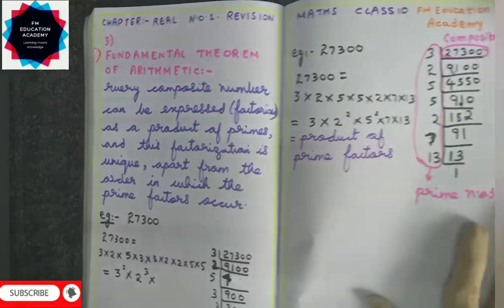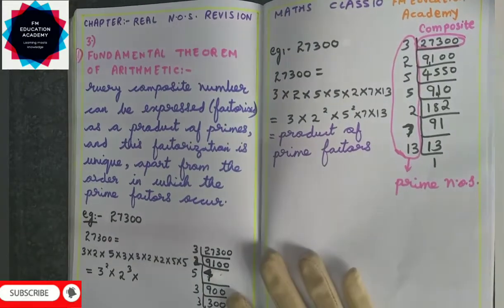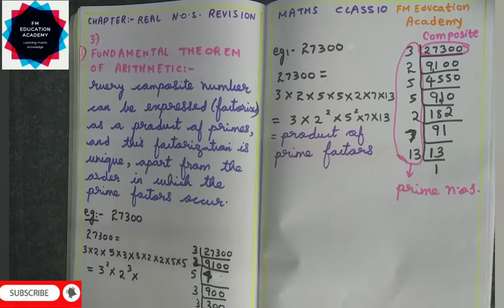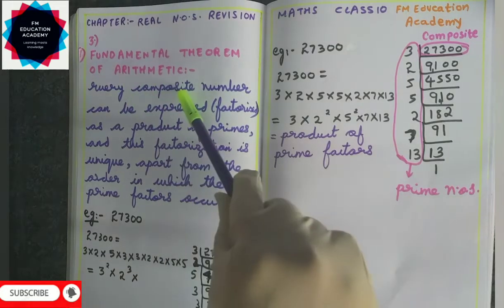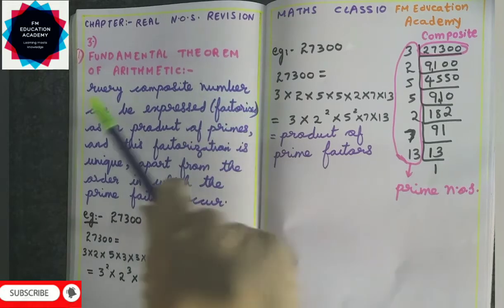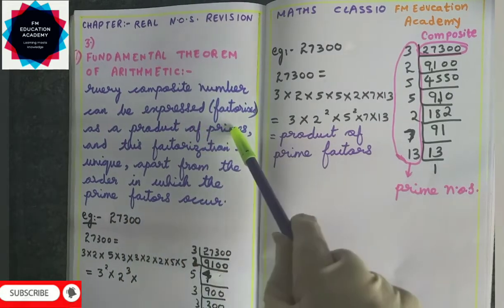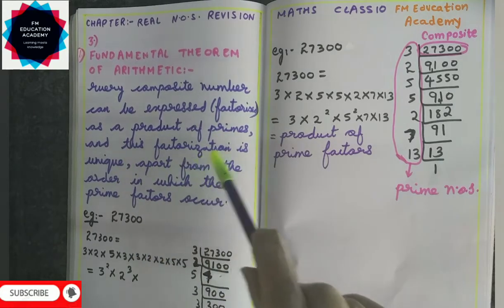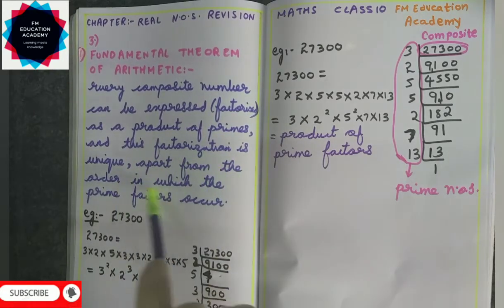Let's move to the next concept, that is the fundamental theorem of arithmetic. What is the fundamental theorem of arithmetic? It states that every composite number can be expressed or factorized as a product of primes, and this factorization is unique apart from the order in which the prime factors occur.